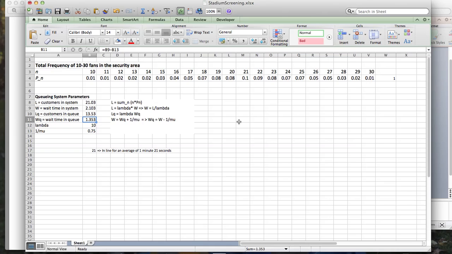So that concludes this discussion of applying Little's Law to the stadium screening problem.